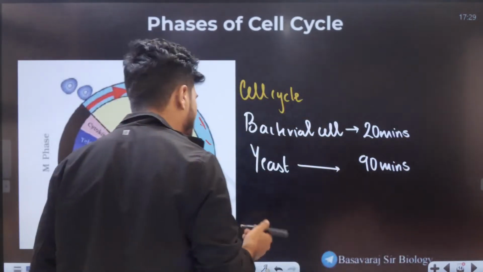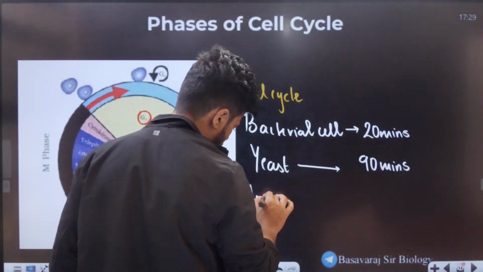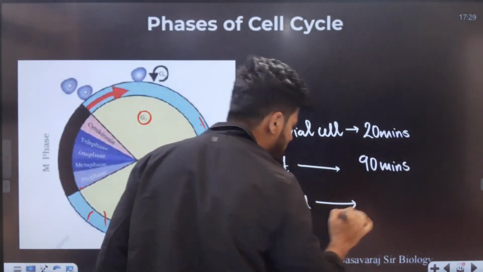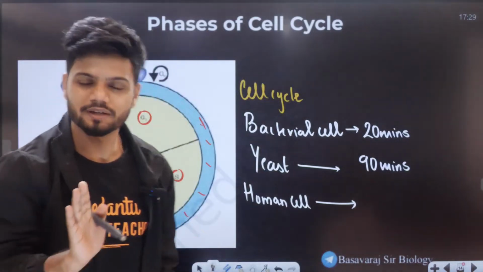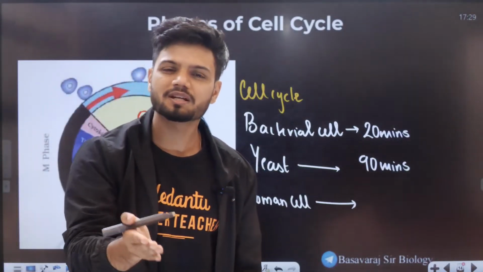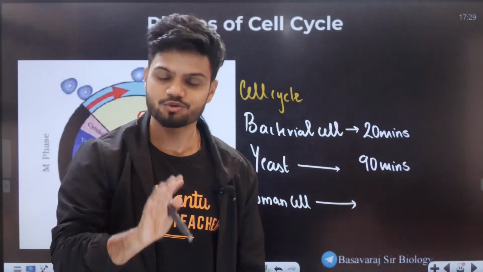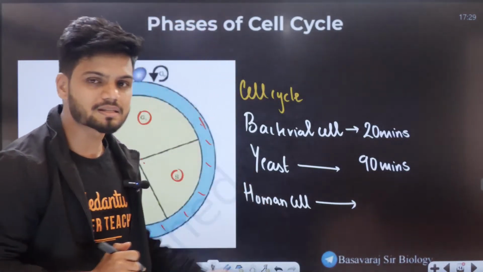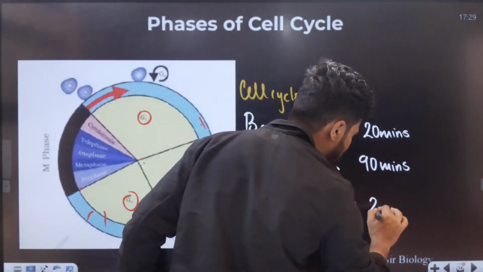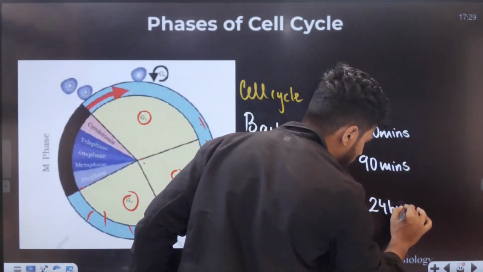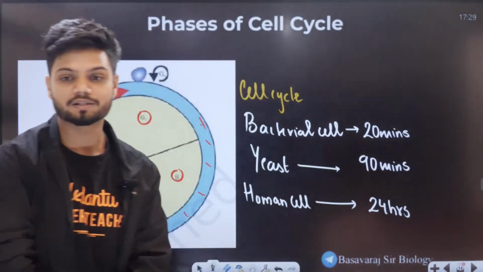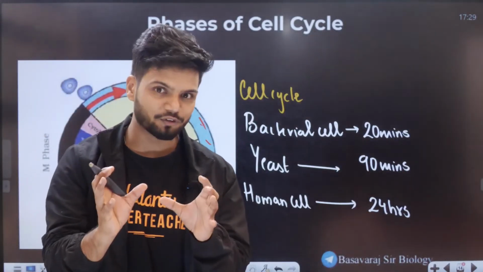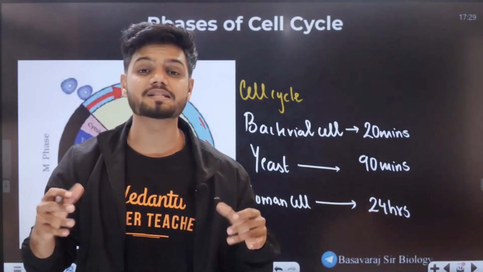What about in the case of a human cell? A general human cell, not RBC, don't take RBC. Why? RBC doesn't have a nucleus. So remember that, you can't take RBC here. So a general human cell takes around 24 hours. Now let me give you a small perspective on how this 24 hours is divided.